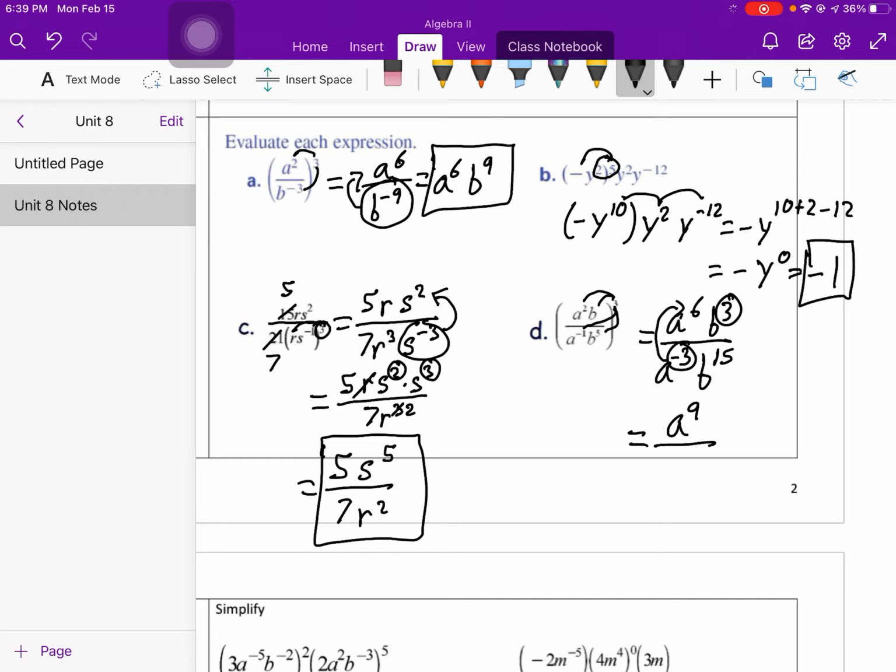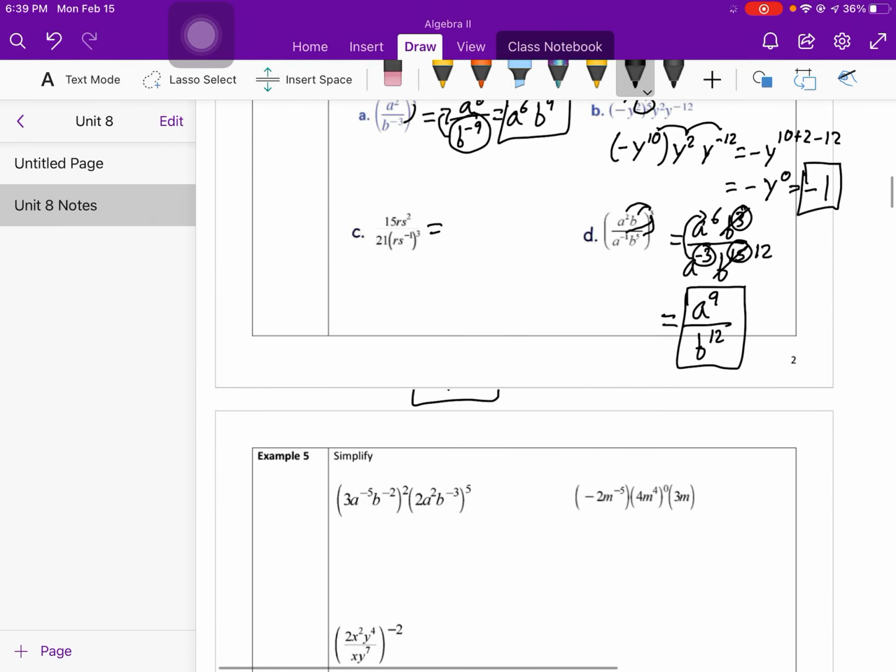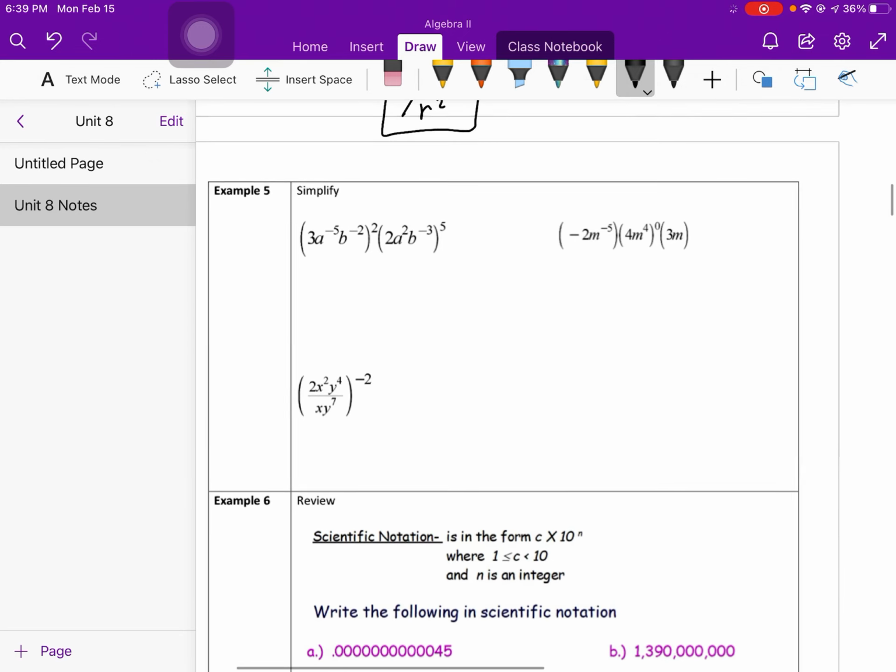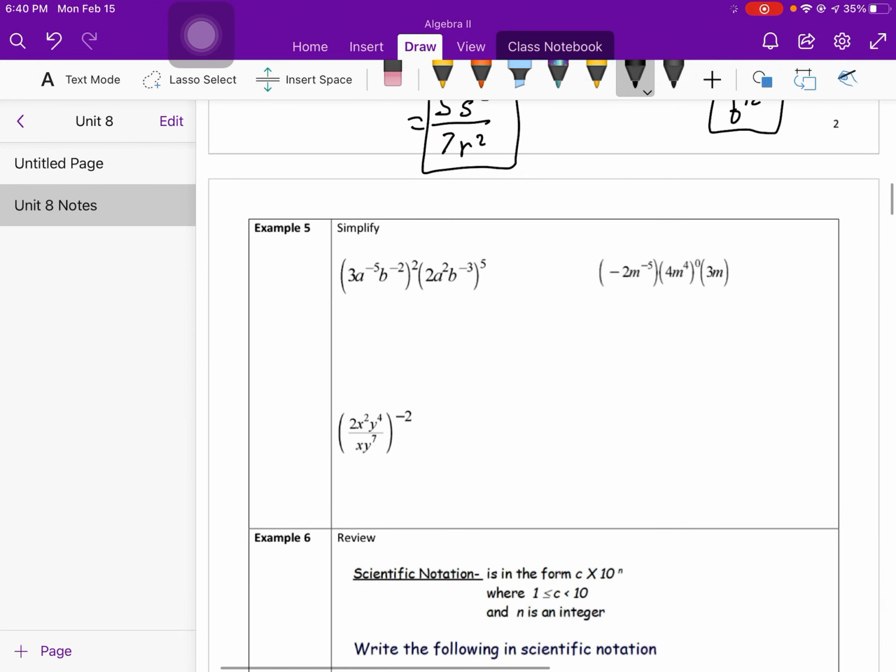And then here we have more b's on the bottom. We have 3 that we can get rid of. Okay, so 15 minus 3 gives us 12. So the answer ends up being b over b to the 12th on the bottom there. So a to the 9th divided by b to the 12th.